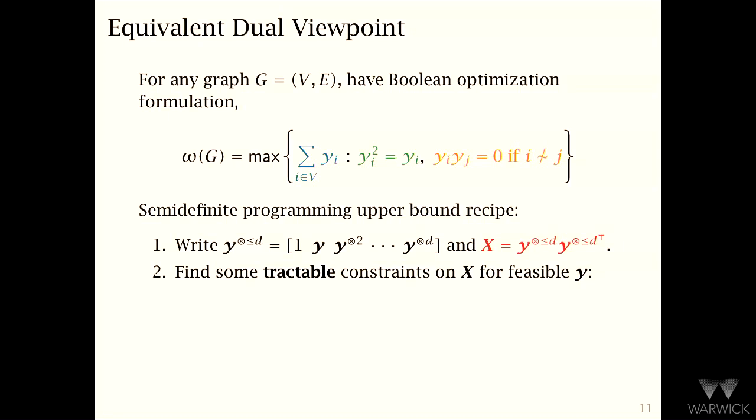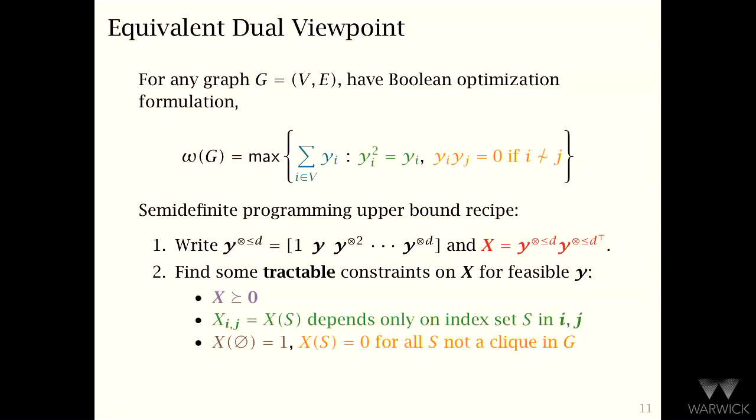But I can't. The set of these x's formed like this is very complicated. And so I'm going to write down some subset of constraints that this x has to satisfy and try to optimize over that. So here are the constraints that we'll use. The really intractable thing is that x is rank 1. It's hard to impose this, let's say, in a semi-definite program.